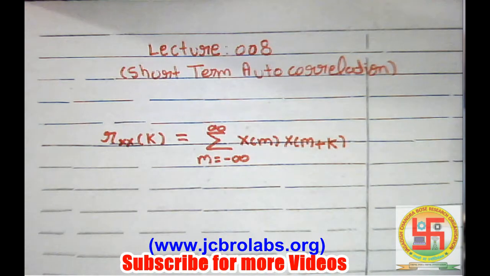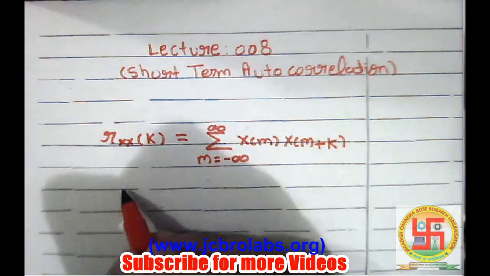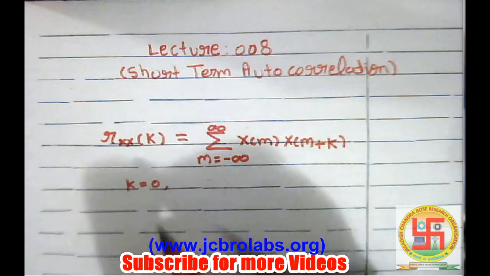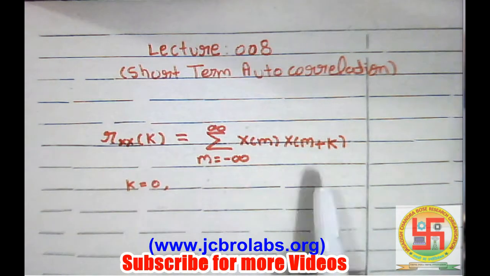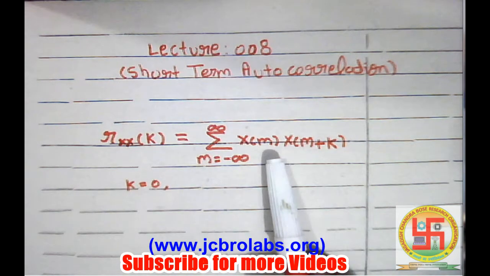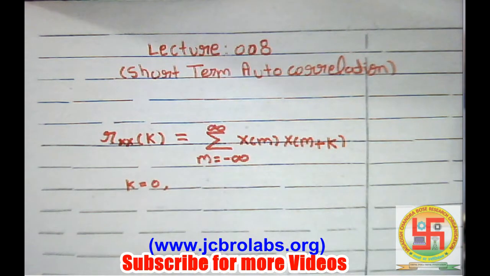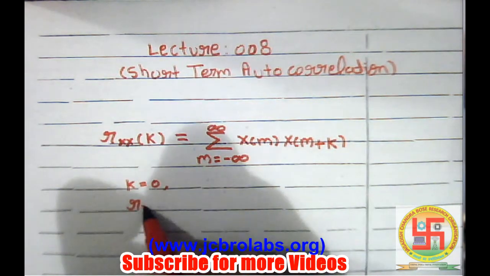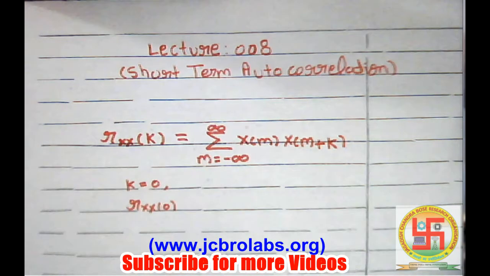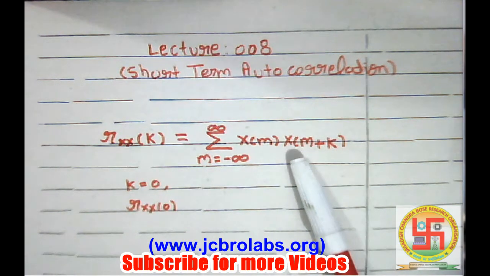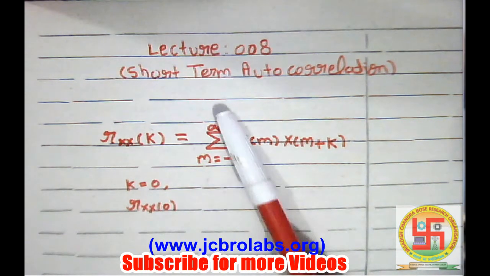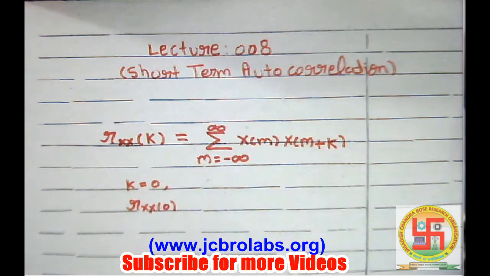Suppose this k value is equal to 0. That means when k is 0, this is also x of m and this is also x of m. So this will be termed as the 0th coefficient, Rxx at 0, the 0th coefficient of the autocorrelation. For that case, we are just multiplying the two sequences, both x of m, and then we add the sequence from minus infinity to infinity, that is, over the length of the sequence.